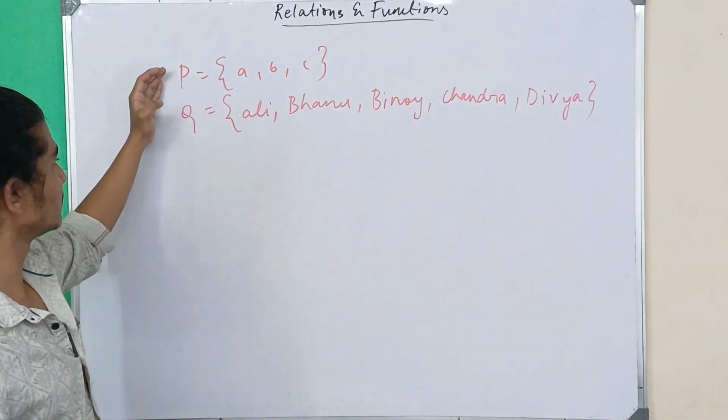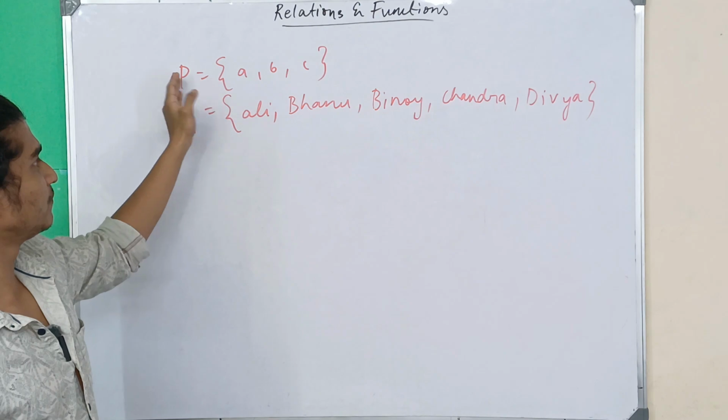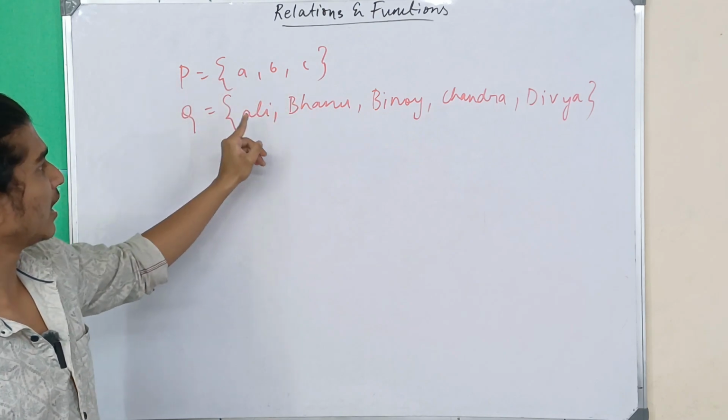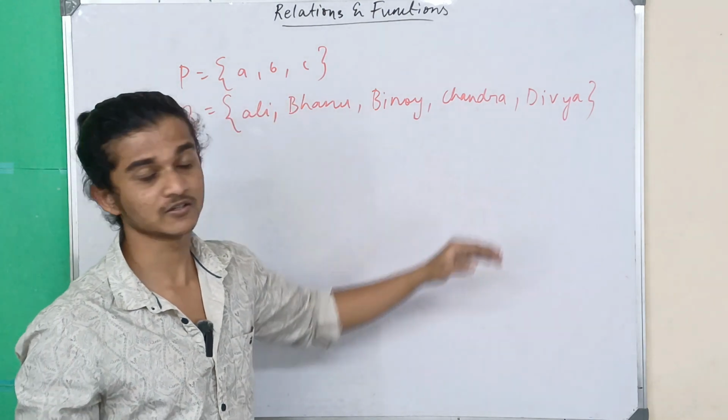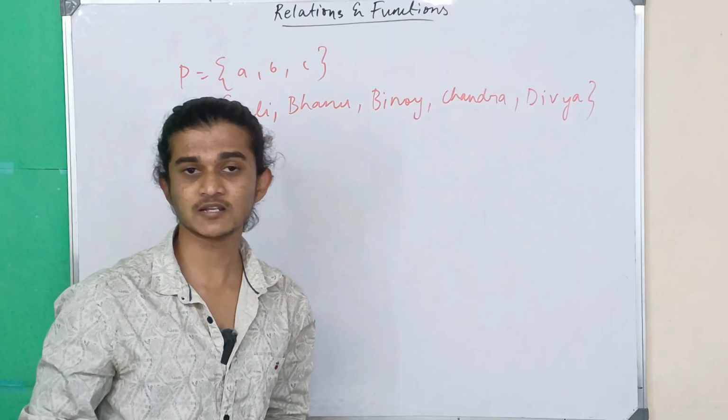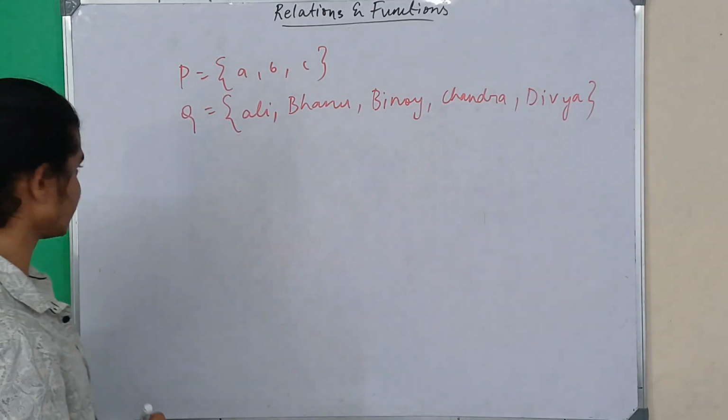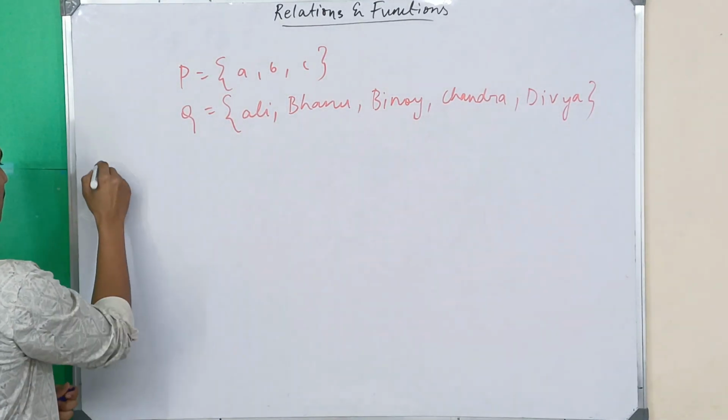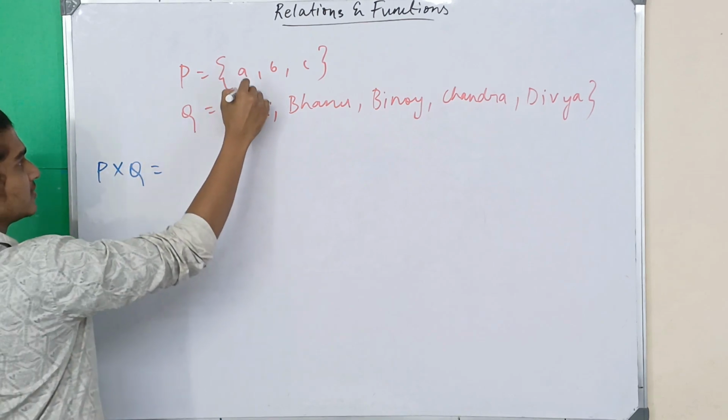Behind me, I have two sets P and Q. P is equal to {A, B, C}. Q is equal to {Ali, Banu, Binoy, Chandra, Divya}. So we're going to use this example to explain how relations work. So let us try to form P cross Q. P cross Q means it goes like this.